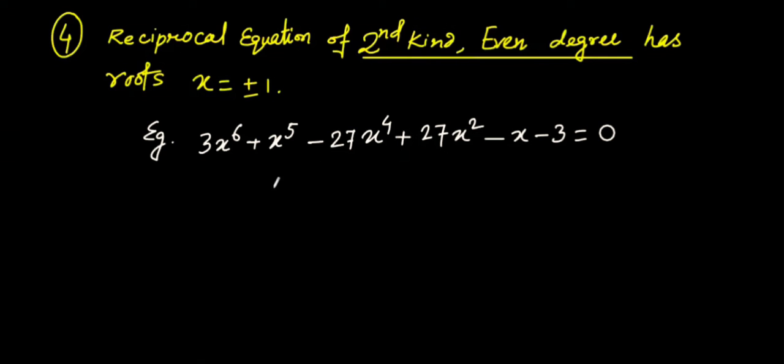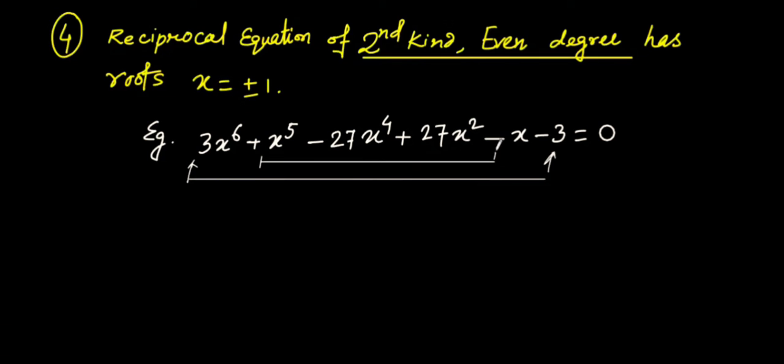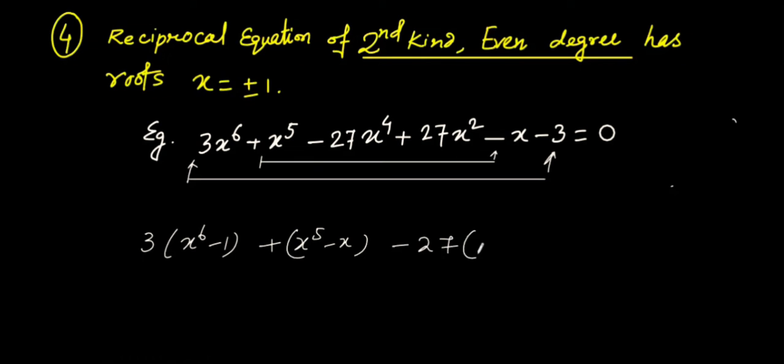So this is a reciprocal equation of second kind. See here 3, here negative 3, then 1, negative 1, and negative 27 and 27. But this equation can be written as 3 times x to the power 6 minus 1, then x to the power 5 minus x, minus 27 times x to the power 4 minus x square equals 0.